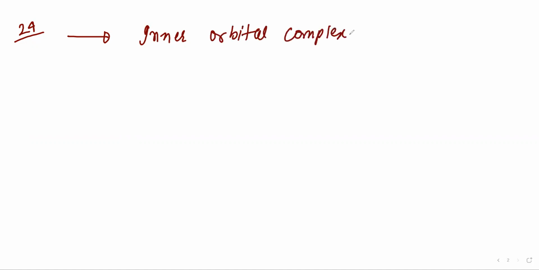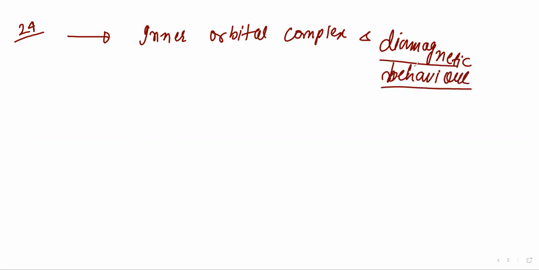Now look at the next sum, that is 24. Which one of the following is an inner orbital complex as well as diamagnetic in behavior? So it is talking about inner orbital complex and diamagnetic behavior.